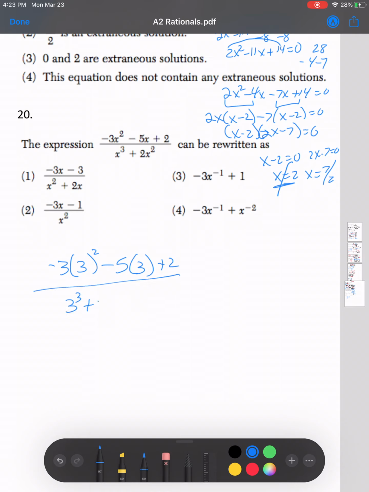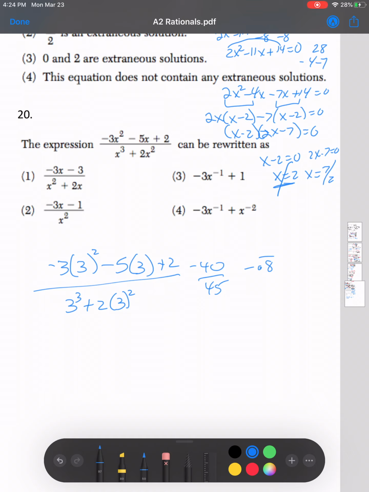3 cubed plus 2 times 3 squared. And let's see, in the numerator we get negative 40. In the denominator we get 45. So negative 40 divided by 45 is negative 0.8 repeating. So our goal is to find somebody that equals negative 0.8 repeating.